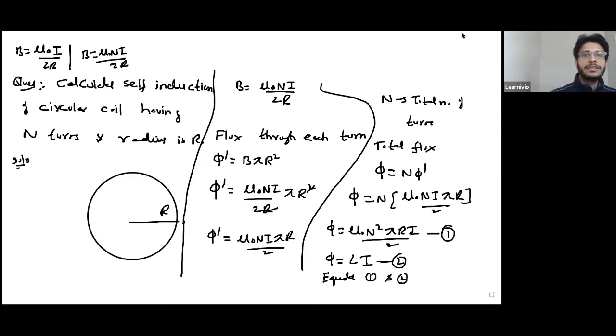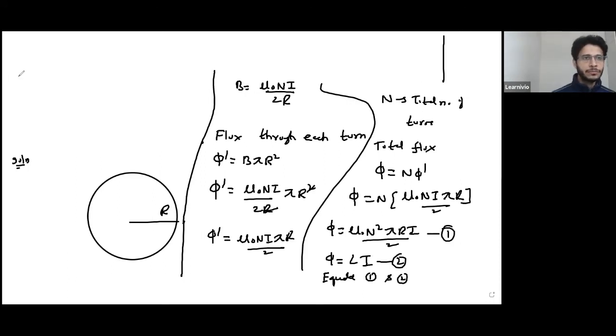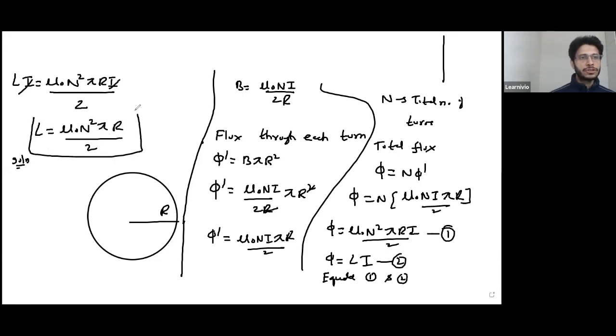If I equate them, then your Li is mu naught n square pi r i by 2. This i gets cancelled out with this i, and L comes out to be mu naught n square pi r by 2. So this is the coefficient of self-induction of a circular coil. Instead of a circular coil, you can get any shape. So first of all, you will calculate the magnetic field due to that shape, and then you will calculate the flux and equate that flux with Li.